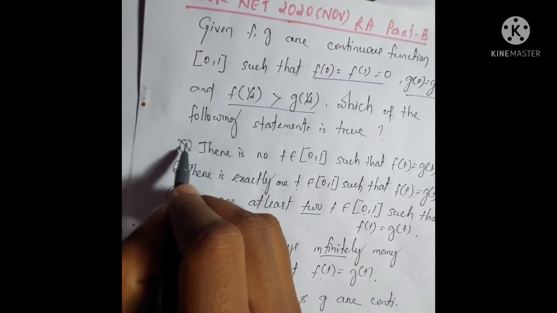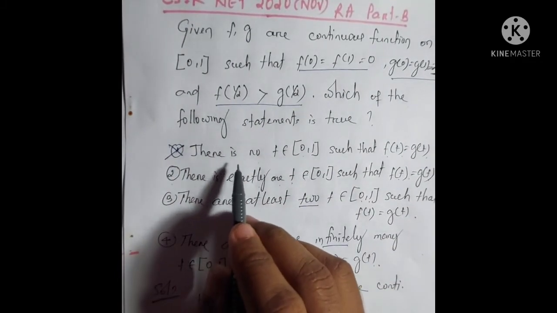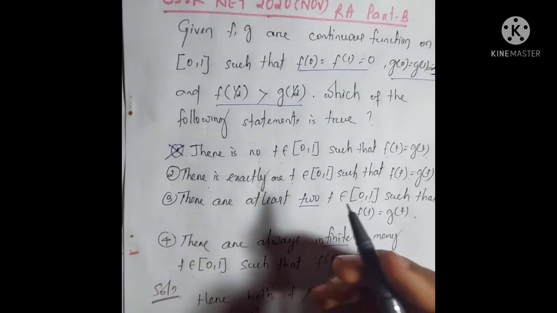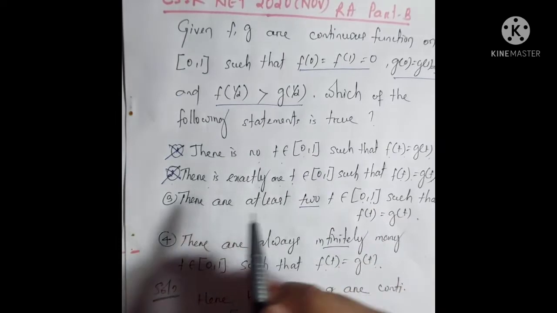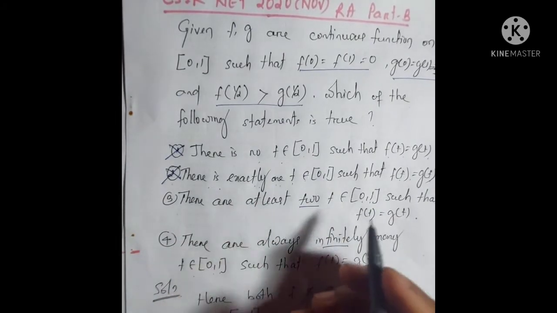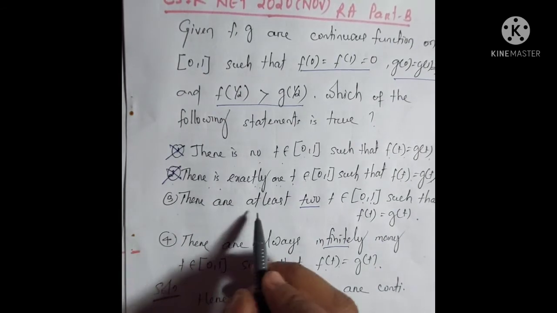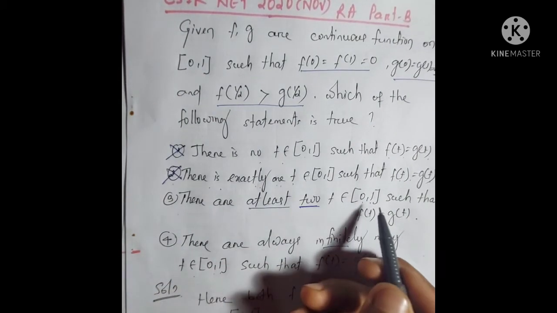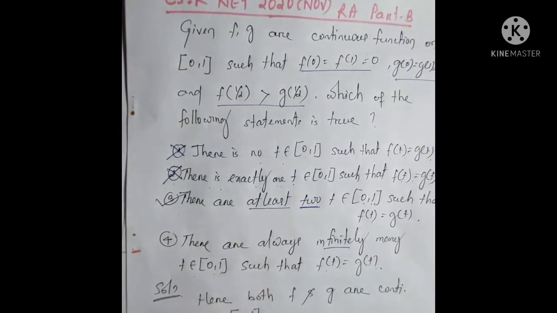So for this question, option 1 is our wrong answer, because it says there is no t but we find at least 2 t. Option 2 is also wrong because it says there is exactly 1 t but we find 2 t. Option 3 is the correct answer because there are at least 2 t in [0,1] such that f(t) = g(t). So option 3 is our correct answer.